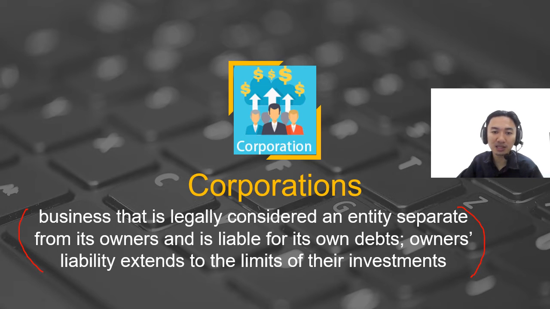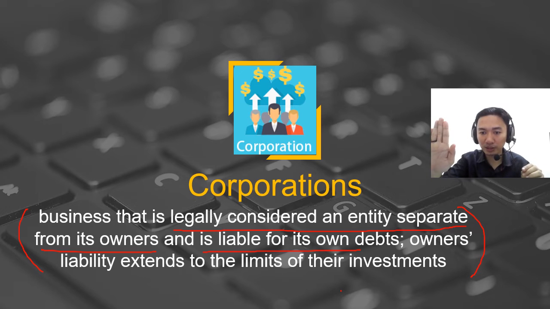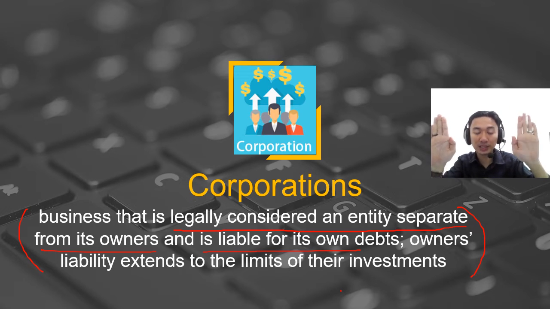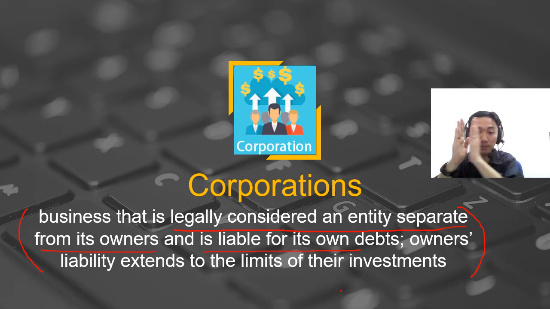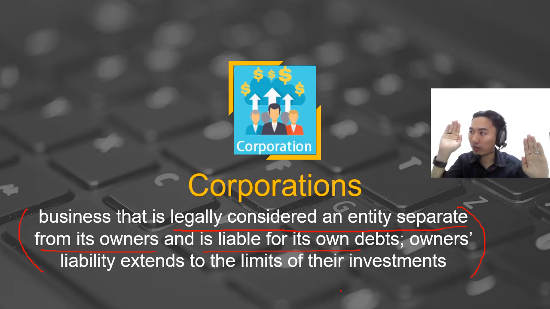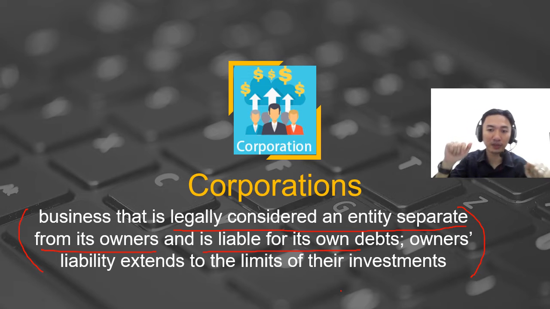Corporation is a business that is legally considered as an entity separate from its owner and is liable for its own debt. So it means that in a corporation, you would have a corporation, and you would also have the owner. They are separate, unlike partnership and sole proprietorship, where the business and the owner are one person. This is a separate entity. The corporation is responsible for its own debts, not the stockholder.